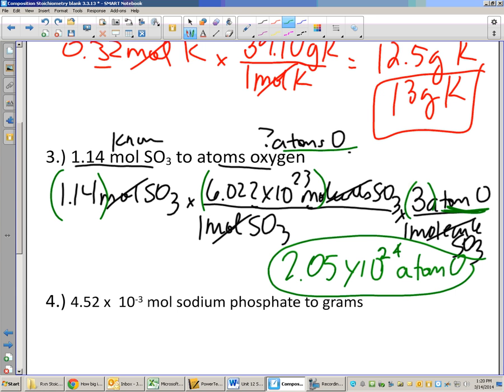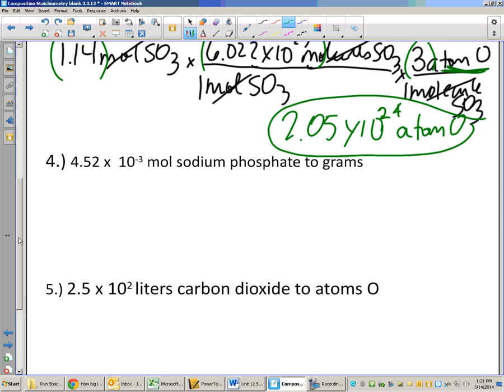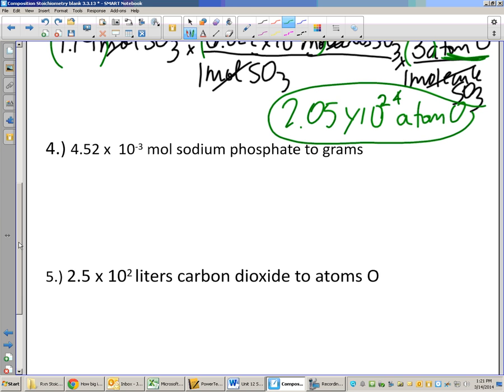Are we okay so far? That was a hard one because you got to visualize what this looks like and understand what a molecule is versus a mole versus an atom. Okay, that's where the vocab comes in. Next, 4.52 times 10 to the -3rd moles of sodium phosphate to grams. All right, known is here. Question is grams of what? What am I looking for? Can you tell me that formula?